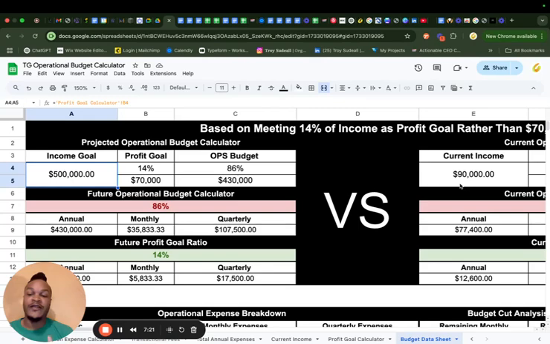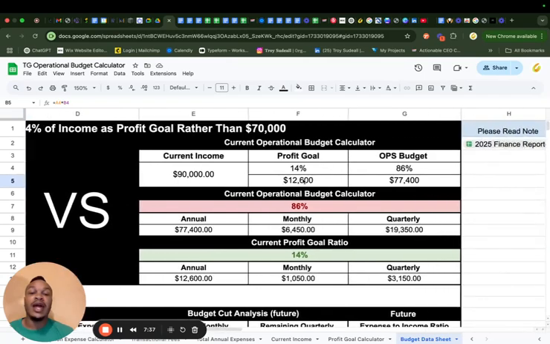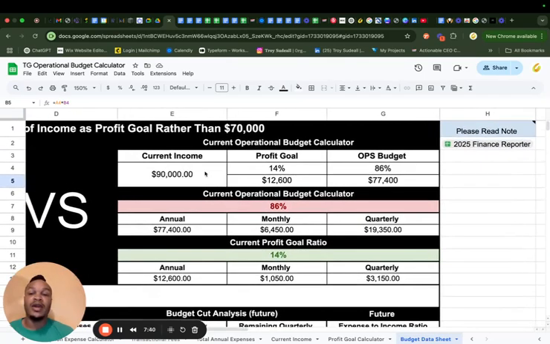So we practice the muscle of operating at 86%, our future goal here, which is 430,000, and saving 14% by making sure we stay in this operational budget to get our 70,000, right? So at 90,000, what we're doing currently, we want to save 14% of that for profit, and we only want to spend 86%, which is 77,400, right? This 77,400 breaks down into 6,450 monthly or 19,350 quarterly, right?